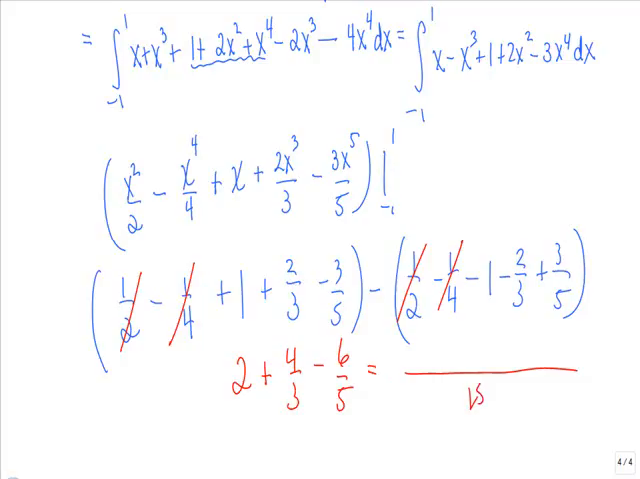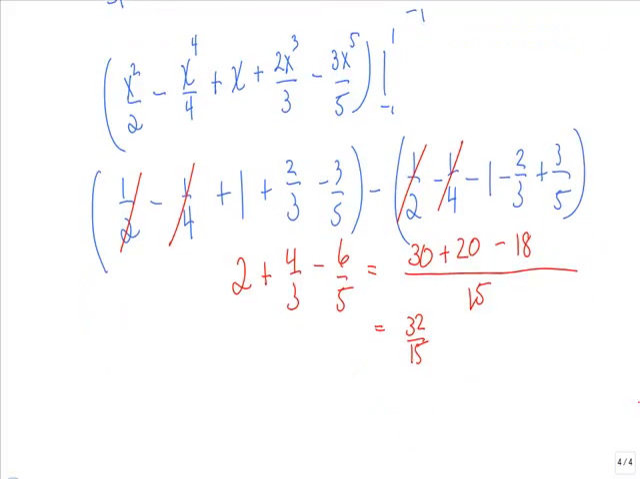Common denominator is 15. So that's going to give me 30 plus 3 goes into 15, 5 times 4 is 20, minus 5 goes into 15, 3 times 6 is 18. So it looks like it's going to give me 32 over 15. Some of that I probably went through kind of quickly. You might want to go back and actually check out the math and do it out yourself.